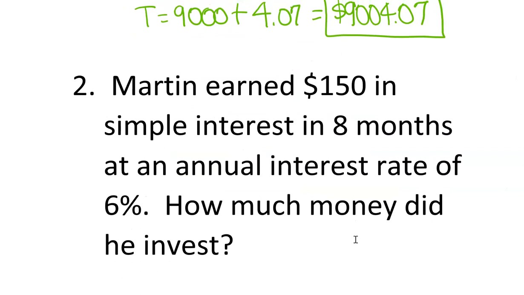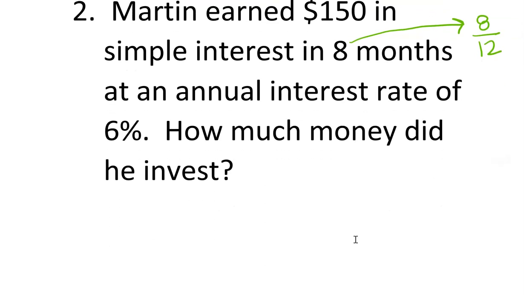Let's try example number 2. Martin earned $150 in simple interest in 8 months. So the fraction for this one would be 8 over 12. They're using 8 months, there's 12 months in a year, at an annual interest rate of 6%. How much money did he invest? So with this one, notice how we know how much he earned, but we don't know how much money he invested. So this one's going to look a little bit different.